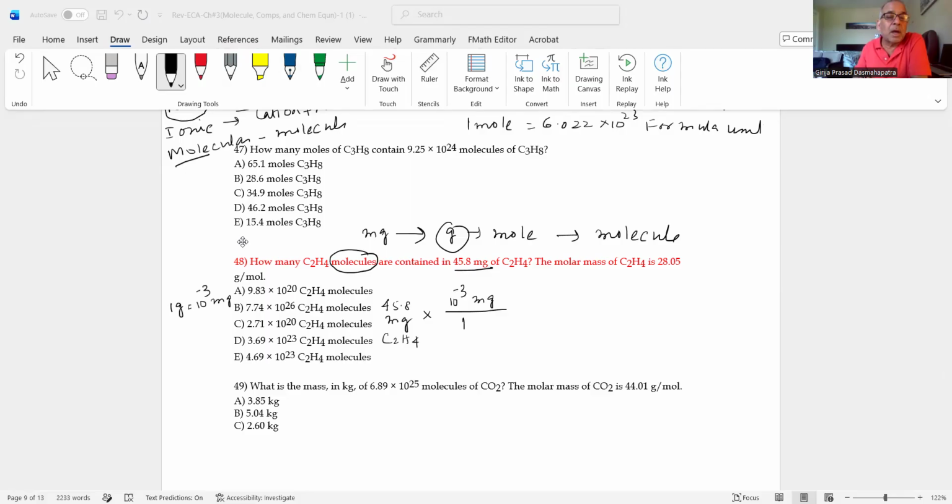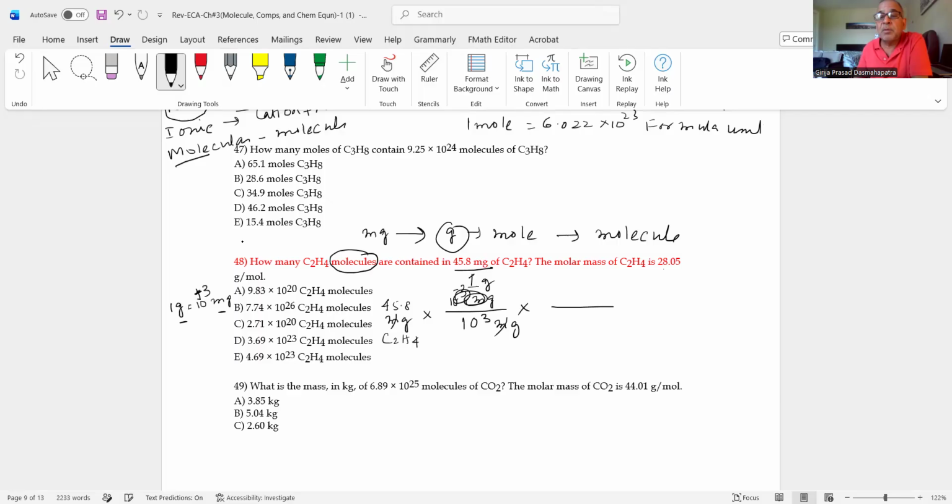So actually, I just misspoke. 1 gram is equal to 10 to the power plus 3 milligrams, because gram is bigger, milligram is smaller. 1 gram contains 1000 milligrams. So your 10 to the power 3 milligrams will be on the bottom because milligram has to be cancelled. So 1 gram will be on the top. Okay. So milligram cancels, and then you will convert to moles.